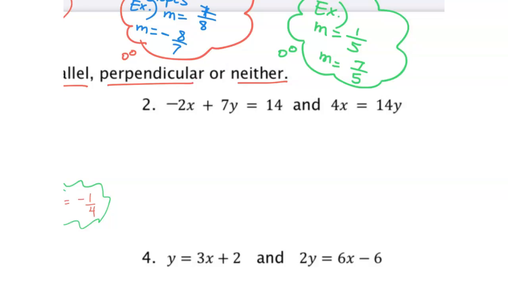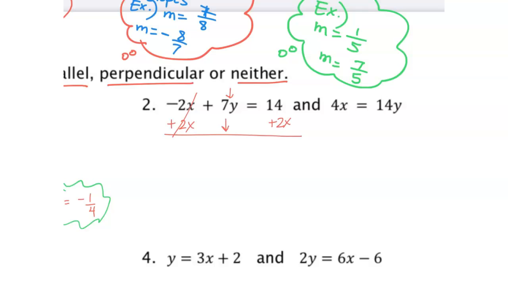Let's try number 2. Number 2, we have negative 2x plus 7y equals 14. First step, isolate your y term. So we need to get rid of our negative 2x. And you should know that there's a pattern over and over again as far as what we are eliminating each time. So we're adding 2x to both sides to get rid of our negative 2x.